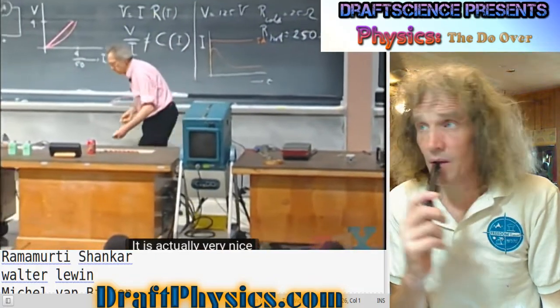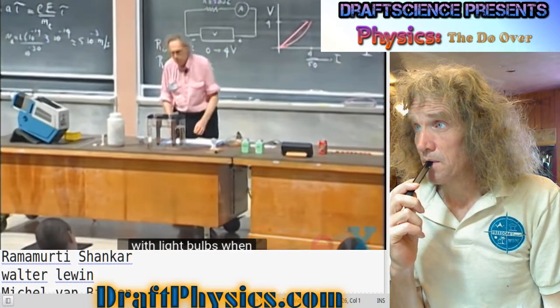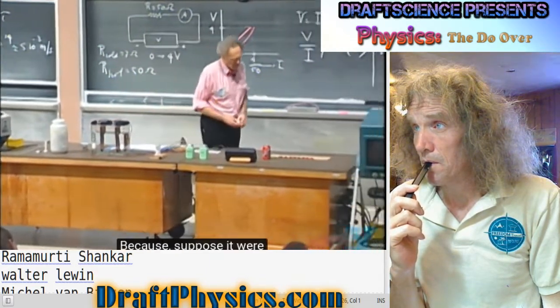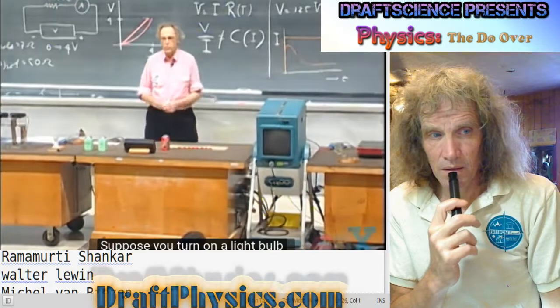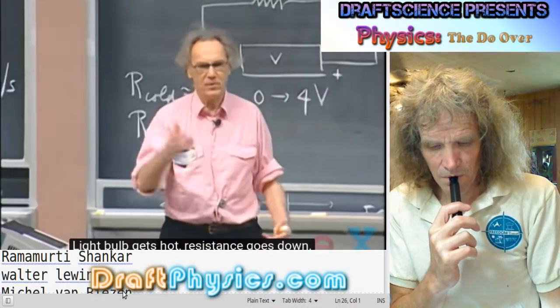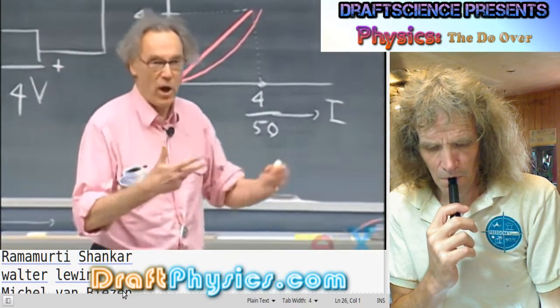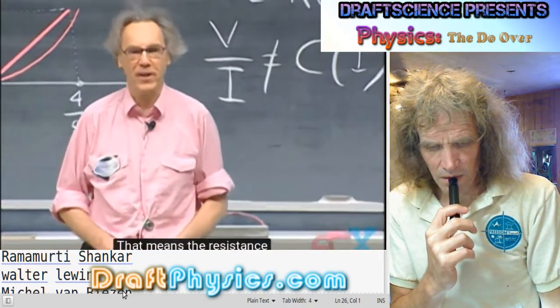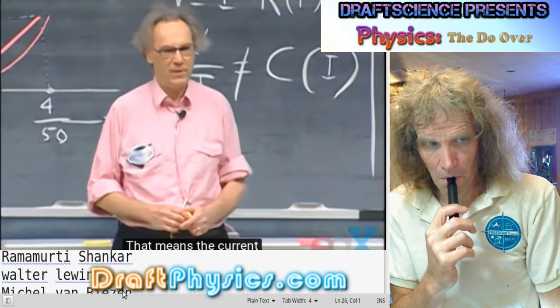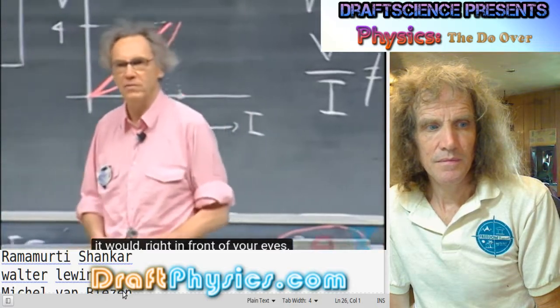It is actually very nice that resistances go up with light bulbs when the temperature goes up. Because suppose it were the other way around. Suppose you turn on a light bulb and the resistance would go down. Light bulb gets hot. Resistance goes down. That means the current goes up. Instead of down, the current goes up. That means it gets hotter. That means the resistance goes even further down. That means the current goes even further up. And so what it would mean is that every time you turn on a light bulb, it would right in front of your eyes destruct itself.